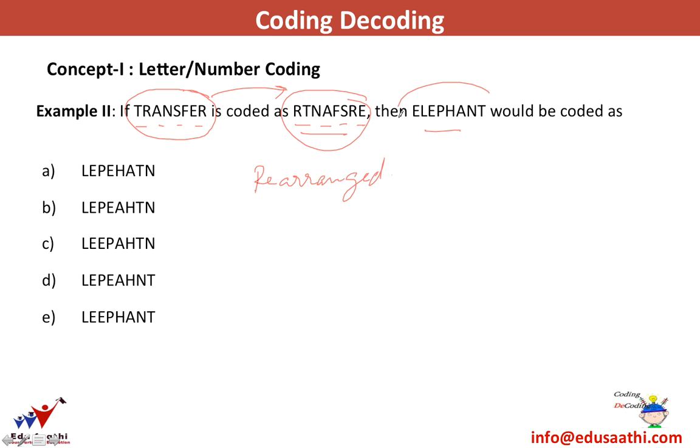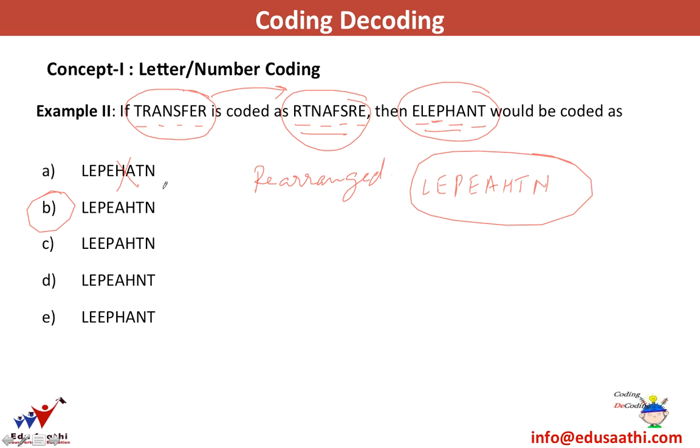So how would elephant be coded? The first two letters, I'll just reverse them. I'll write LE, then EP would be replaced by PE, then HA would be replaced by AH, and NT would be replaced by TN. So let's look which answer option is correct. I have LE, PE, HA. No, this one is not correct. Then I have LE, PE, AH, and TN. So this is the right option.